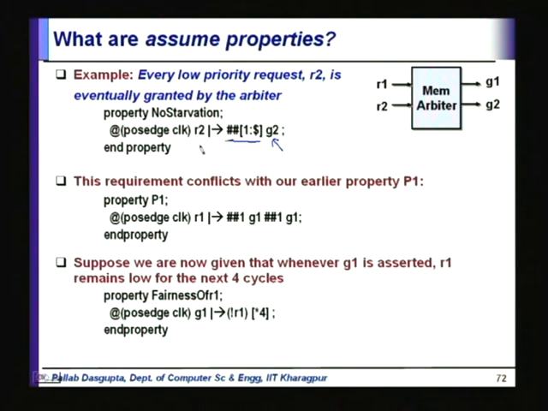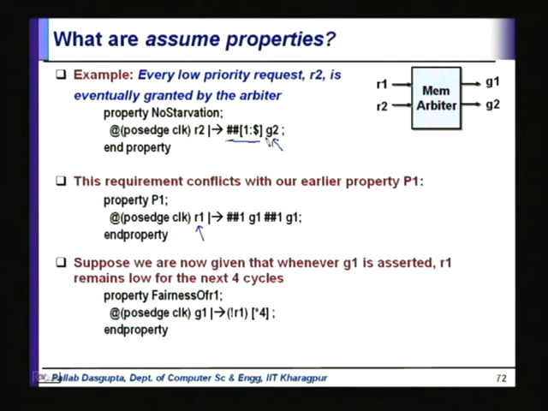But let us understand why we are having this conflict. We are having this conflict under the scenario that R1 is asserted either continuously or at least once in every 2 cycles. But if we assume that R1 is not going to behave like that, if we are given that R1 is not going to behave like that, then we can check this property on the arbiter.